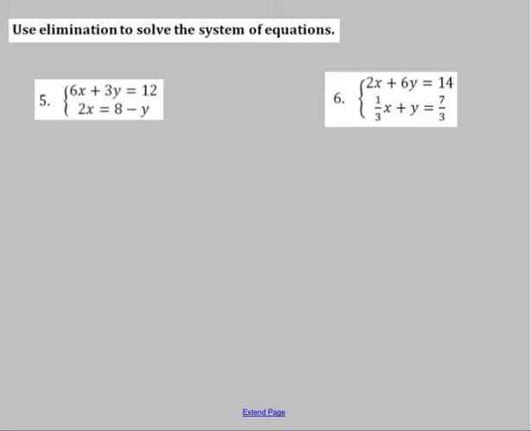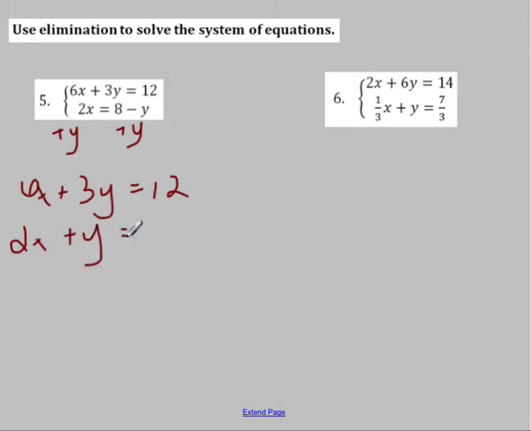So for number 5, before we can start, we have to get it in standard form. So I need to add y to both sides on this one. Then I'm going to get 6x plus 3y is equal to 12. And then I'm going to get 2x plus y is equal to 8. So what I notice on this one is I don't have the same coefficient. So I need to multiply one of these. I notice that this has a positive coefficient of 1. So somehow I want to take 1 and get it to a negative 3, because I want it to be opposite. So I'm going to multiply this by a negative 3.